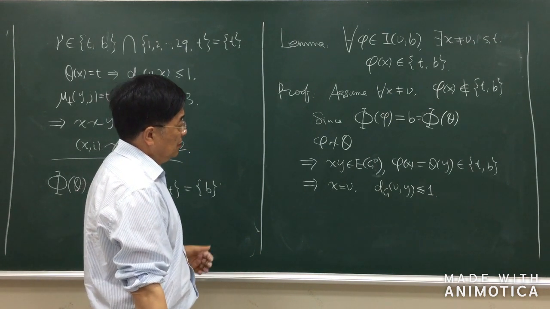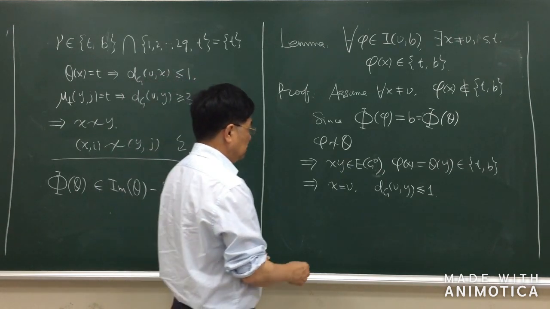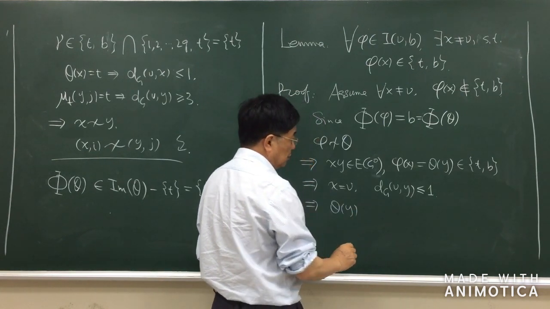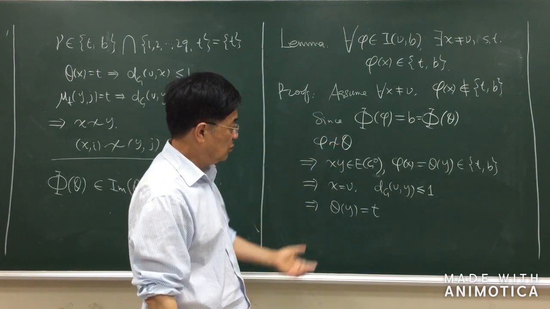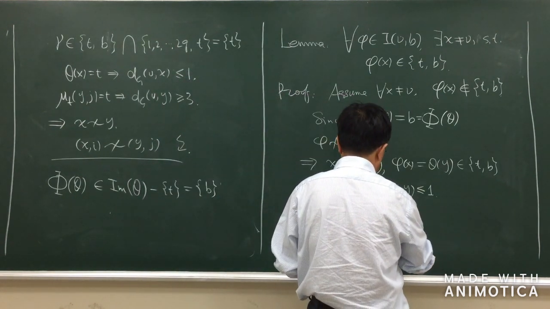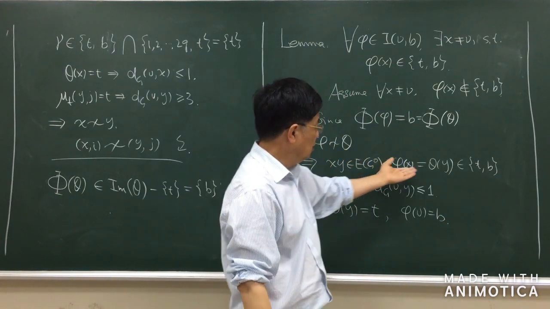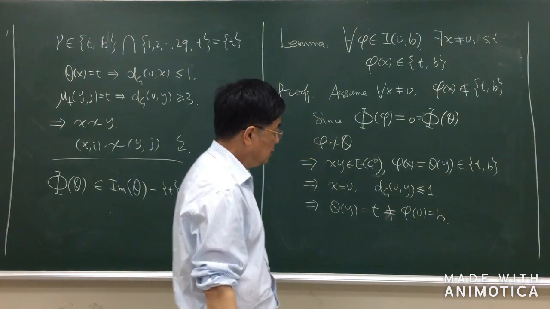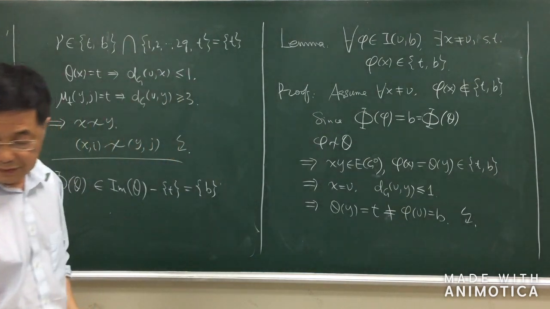But if it's less than or equal to 1, then by definition, what is theta y? Theta y is t, that's the definition of theta. But phi x is phi b, and phi b is b. So they are not equal. That's a contradiction. So this finishes the proof of this lemma.